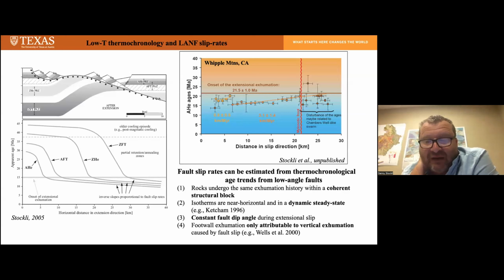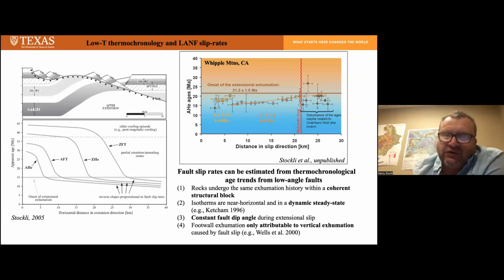One is that you have a steady state thermal structure. You have a coherent footwall that's not extending by itself, that you have a constant fault dip angle. And probably the most important one, and often the most violated one, is that all the vertical exhumation is related to footwall exhumation along this low-angle normal fault, which essentially precludes upper crustal or upper plate extension. So you cannot thin the upper plate, because that would have an additional vertical advection component.